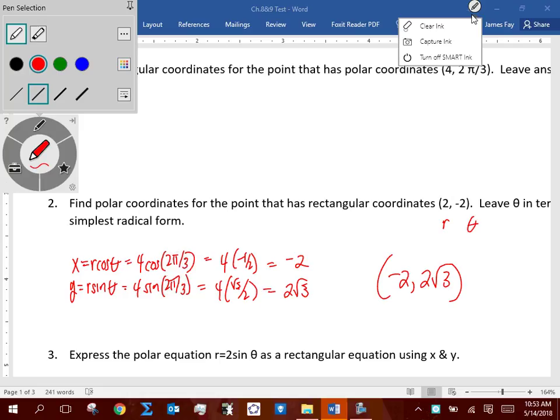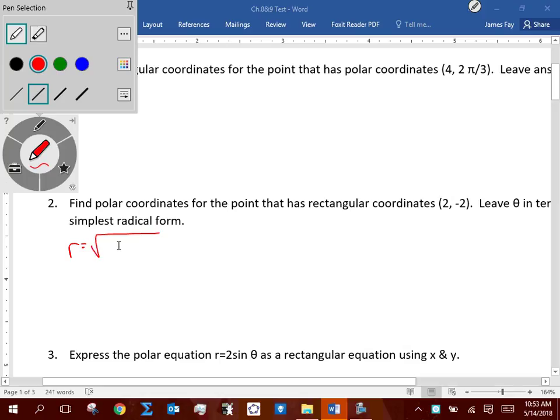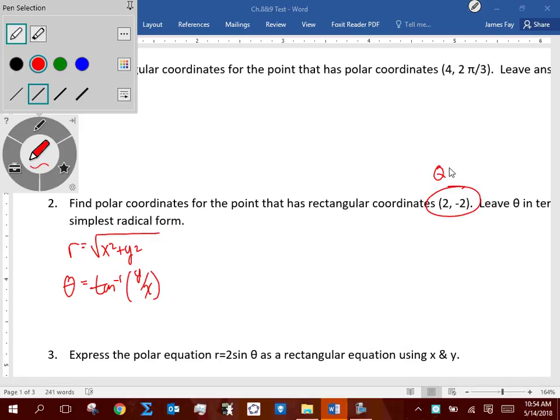So this one here is the reverse order. So r, we need to know, is equal to the square root of x squared plus y squared, and theta is equal to tangent inverse of y over x. But remember, we have to pay attention to the quadrant as well. (2, negative 2) is in the fourth quadrant. Okay, so that needs to be something we think about as we go through and do this.